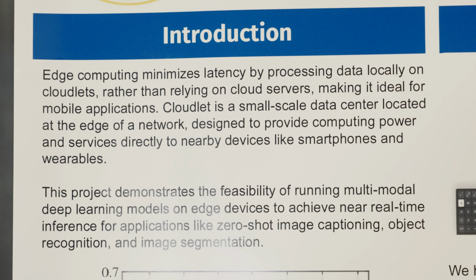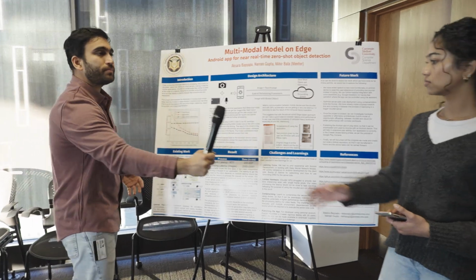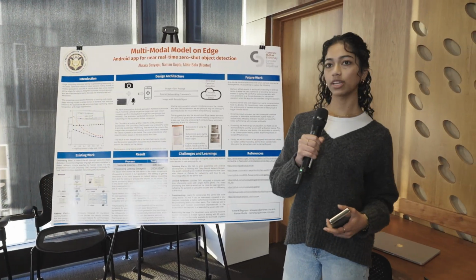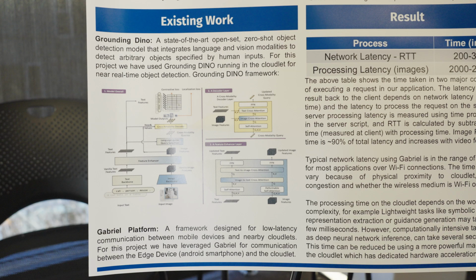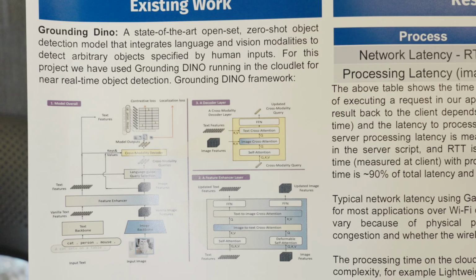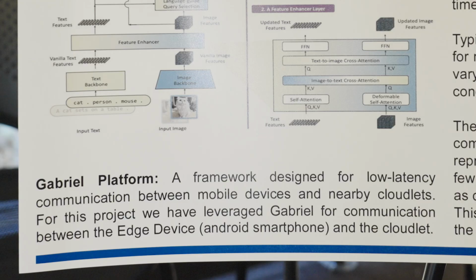Now, to talk about the existing work, Akshara will tell us what existing work we are building our app on. Yes, thank you. So the existing work is, as we've mentioned before, Grounding Dino and the Gabriel platform. Grounding Dino is a state-of-the-art open set object detection model that, provided an image and an object to detect, will return the image with the object boxed. So it's just a zero-shot AI model. And then the second existing work that we used was the Gabriel networking platform.